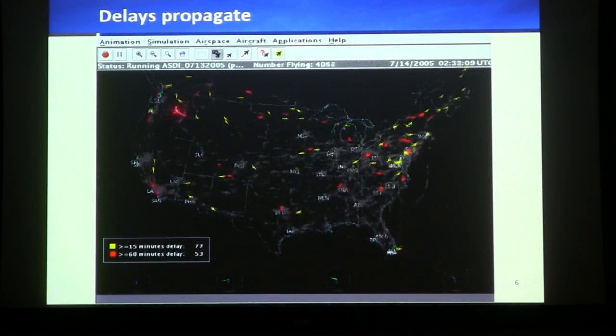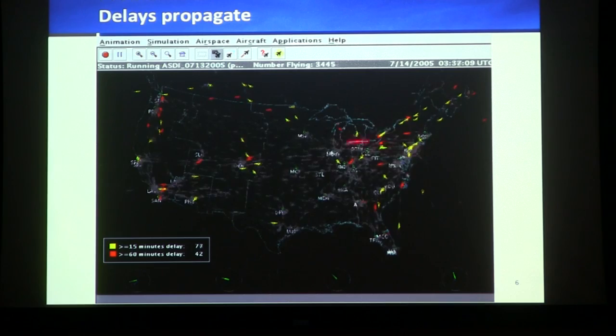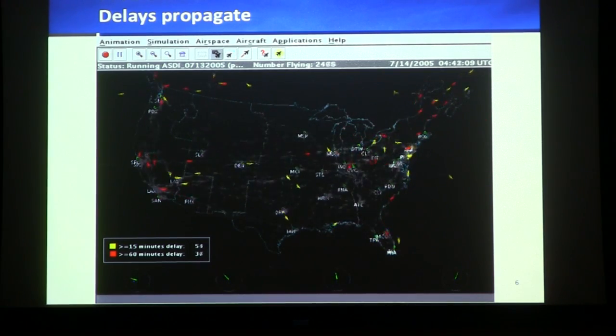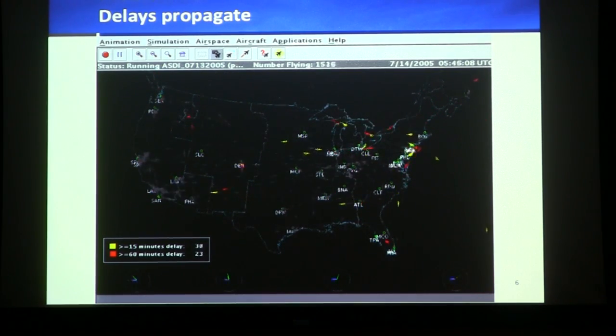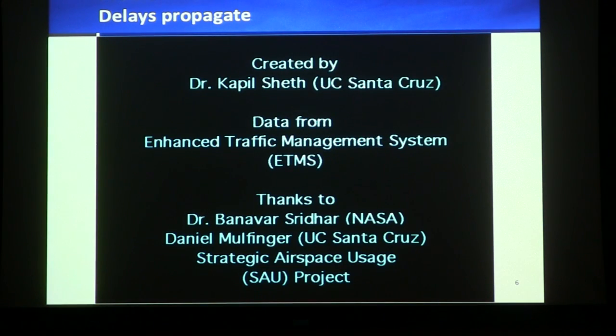Exactly. But you do see that this delay, and this is the day, let me remind you again, when the weather is entirely out here, right? And you start having delays here. The problem here, of course, is that there is a lot of connectivity in the system, and we'd like to understand the connectivity in the system.